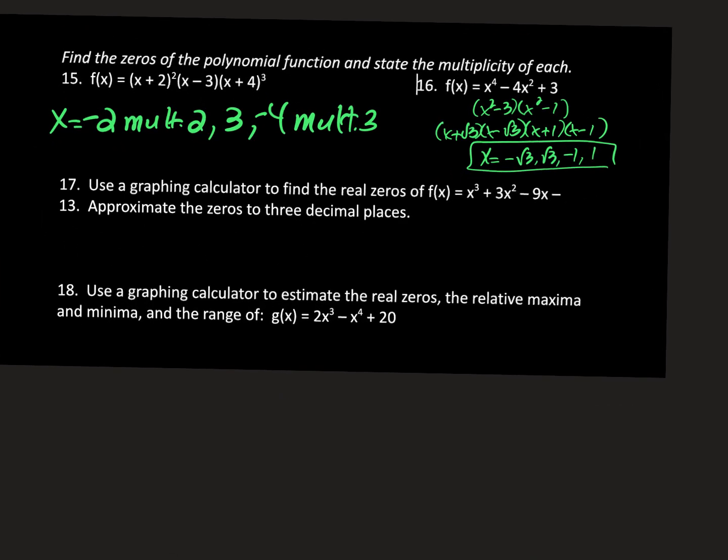17, using graphing calculator to find the zeros of those. Approximate zeros to 3 decimal places. Graph it on your calculator. Go to second calc. Number 2 is 0. Go to the left side of the left 0, the left x-intercept. I'm sitting there doing it right now. I'm trying to trace on my calculator.